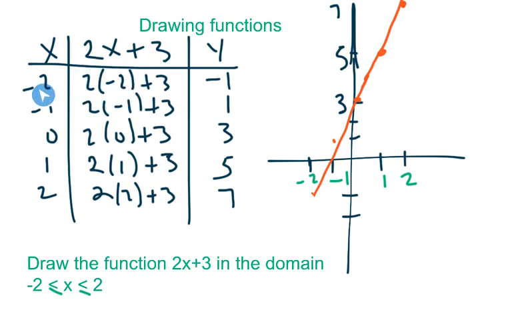And inside, instead of x, I put in my input. So I'm going to get 2 multiplied by 2 plus 3, 2 multiplied by 1 minus 1 plus 3, and so on. And there's my output function, my outputs. So these are all points. So minus 2, minus 1 is a coordinate.